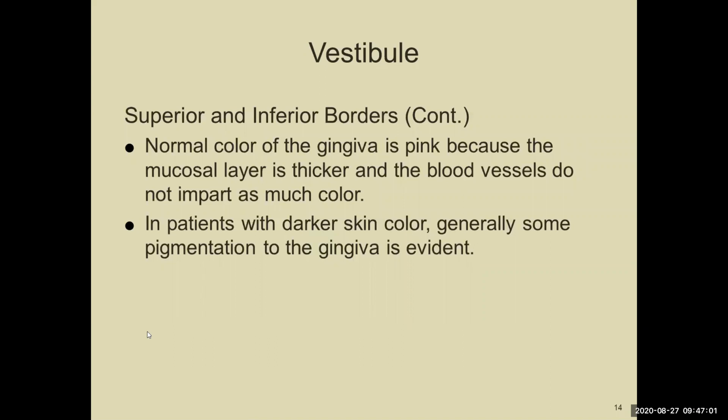The normal color of the gingiva is pink because the tissue layer is thicker and the blood vessels don't impart much color. The thicker the gingiva is, the paler the tissue is going to be, versus the mucosa that's loose and friable, which is more translucent and thinner, and it's going to appear redder. But patients with darker skin color generally have some pigmentation to the gingiva that can be evident.